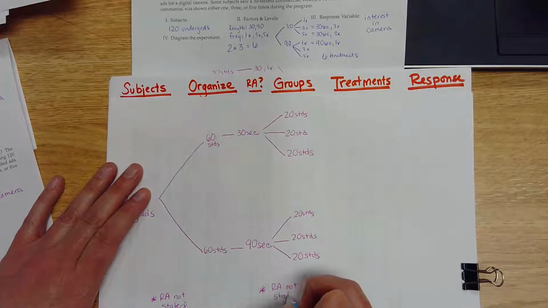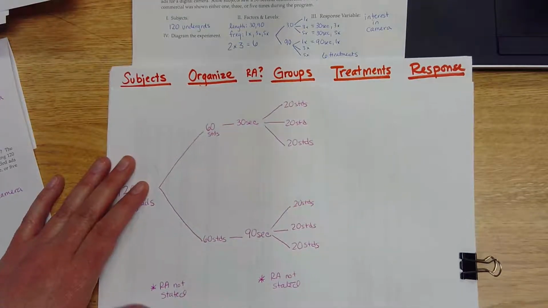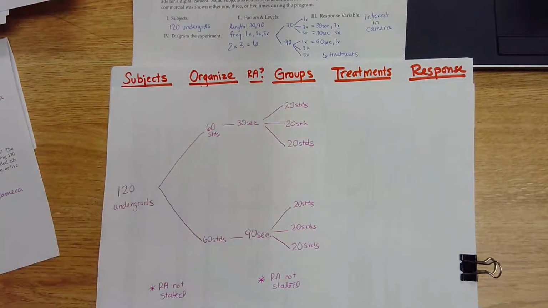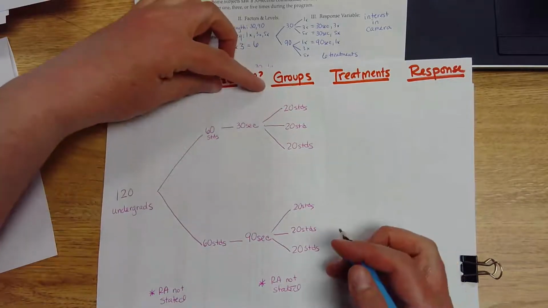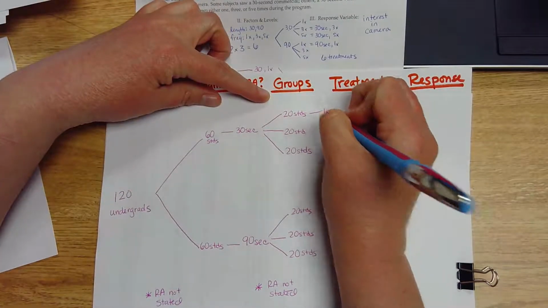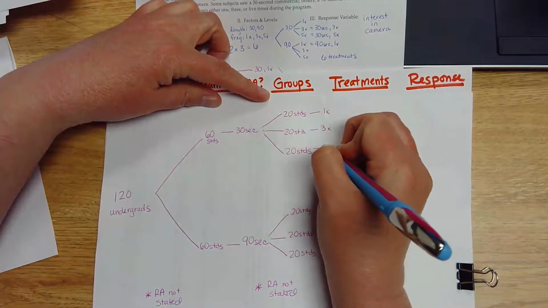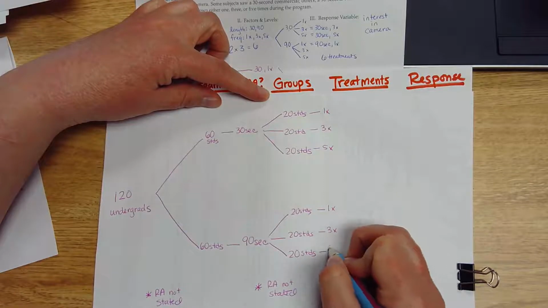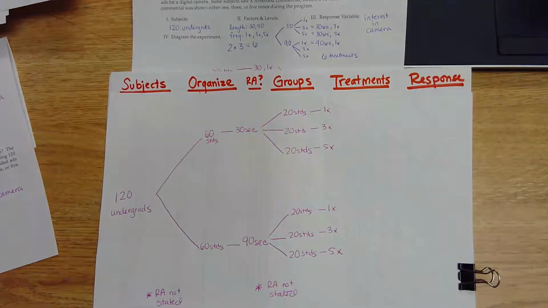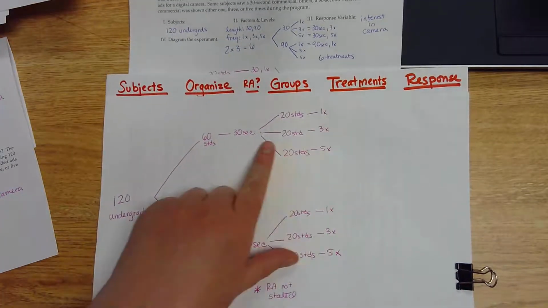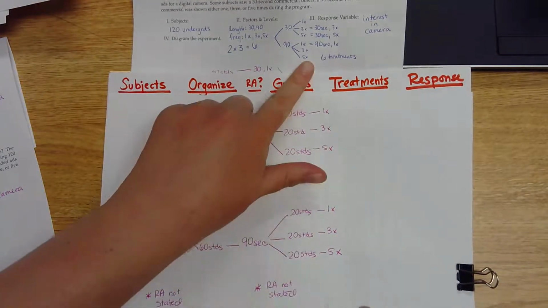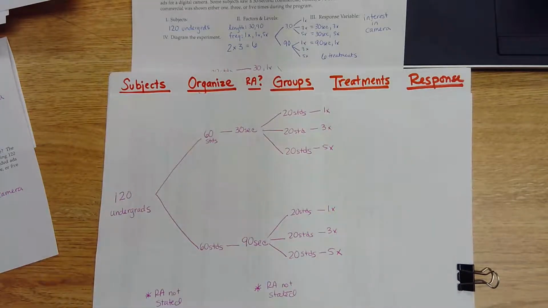So for each time, if you're drawing the diagram this way, each time you do this, you either need to put RA in each time you resplit, or you need to put RA not stated if that's the case, okay? So these guys are going to get once, these ones are 3 times, these ones are 5 times, and same with the lower set, 1, 3, and 5. Okay, so we get 30 seconds once, 30 seconds 3 times, 30 seconds 5 times. So these are the same treatments that we came up with over here. It's just another way of getting there.